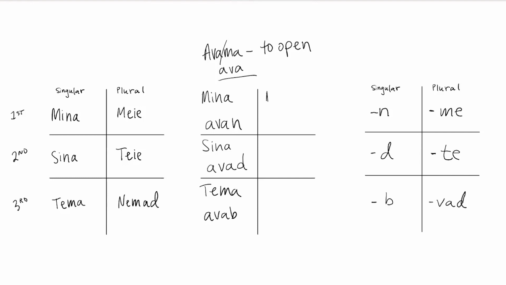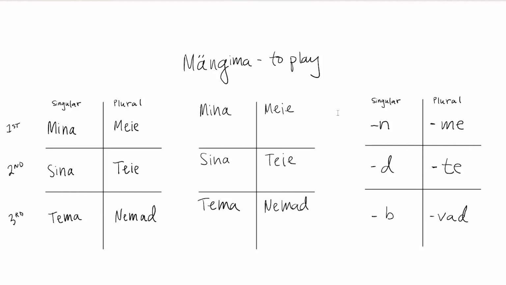Then we have meie, avame, teie, avate, and nemad, avavad. The next one is mängima, to play.